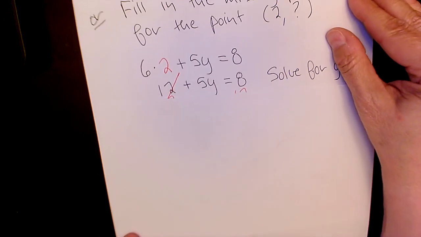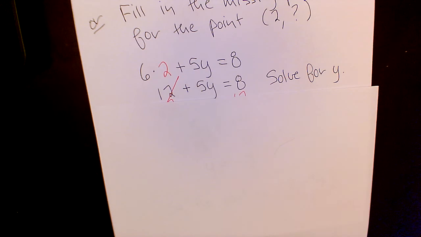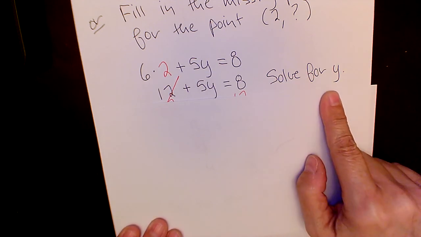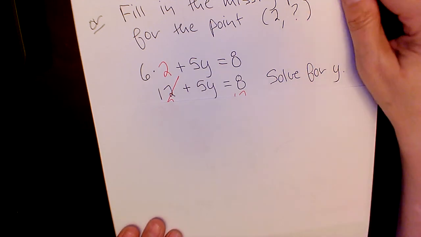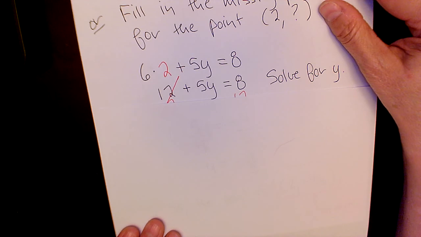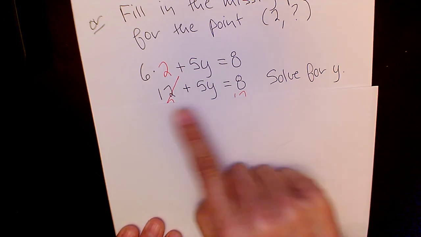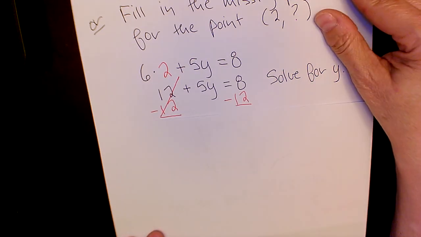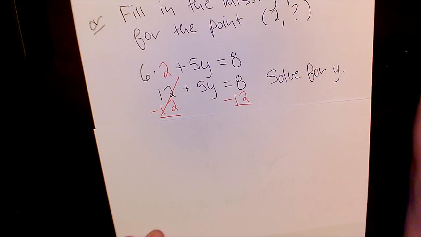And I'm going to work that out. So 6 times 2 is 12, plus 5y equals 8. I don't know what y is, so I need to solve for y. We need to find y. So 12 plus 5y is 8. I've got one variable. What do I need to do to both sides? I need to subtract 12 from both sides.